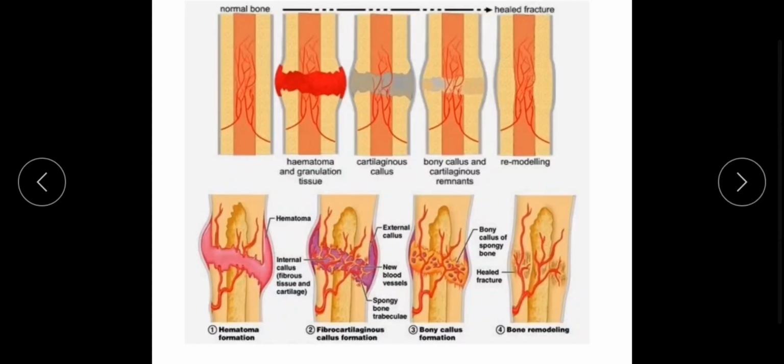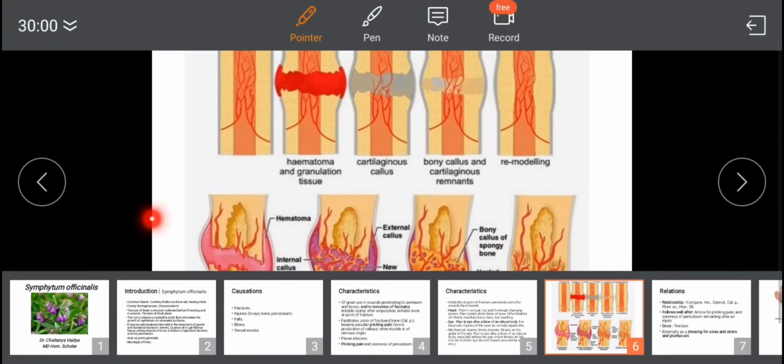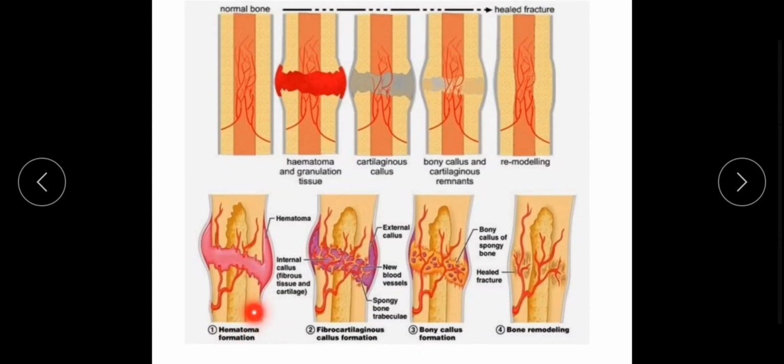Now here you can see the healing of a fracture. The first step in fracture healing is the hematoma formation. Here you can see the formation of a hematoma. The second step is the fibrocartilaginous callus formation. Here you can see the internal callus, which is formed by the fibrous tissue and cartilage. Here new blood vessels are being formed and spongy bone trabeculae are being formed.